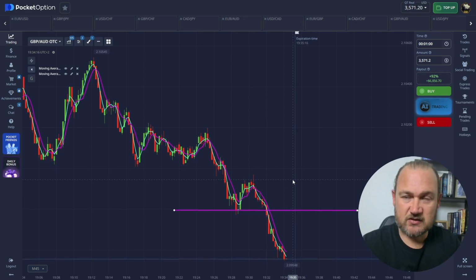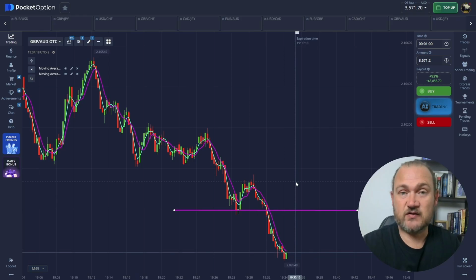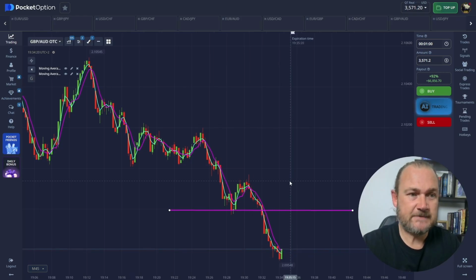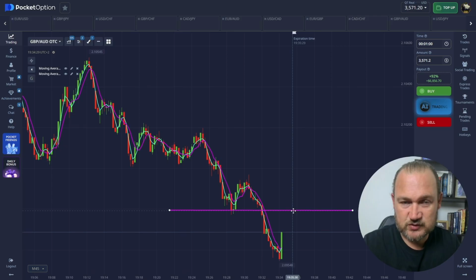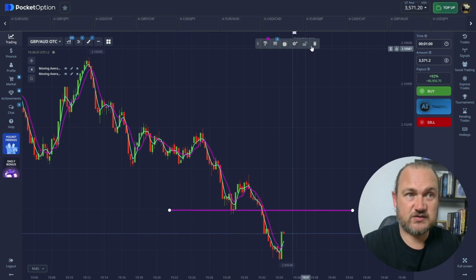There's a difference between trying to predict and trying to identify potential areas where you might get setups. And remember, we do not trade because we think something will happen. I'm not taking entries because I think it's going to push back. I'll wait and see if it does push back.